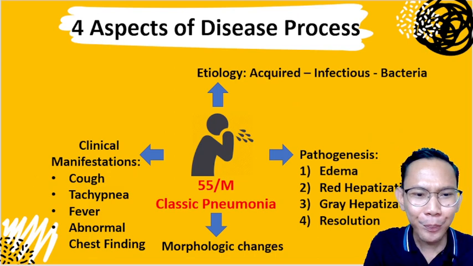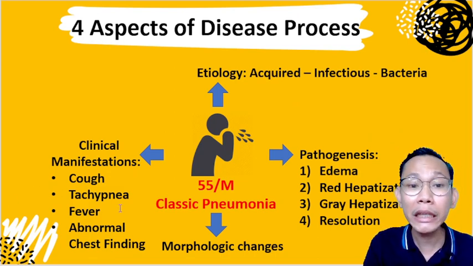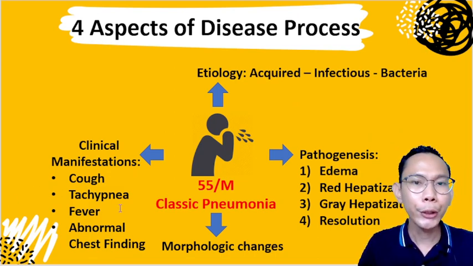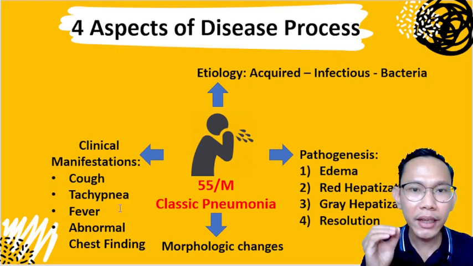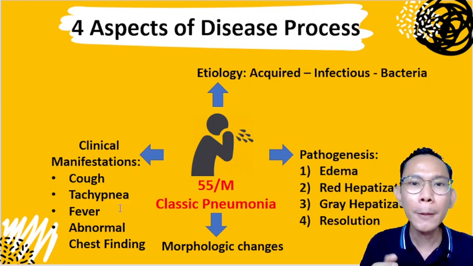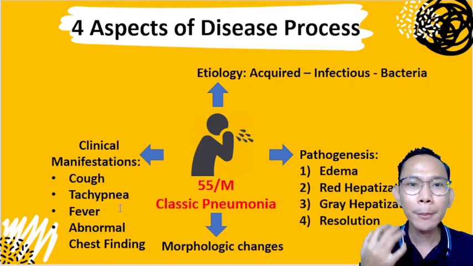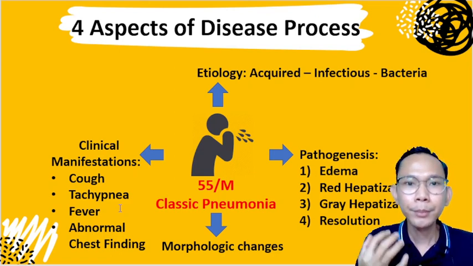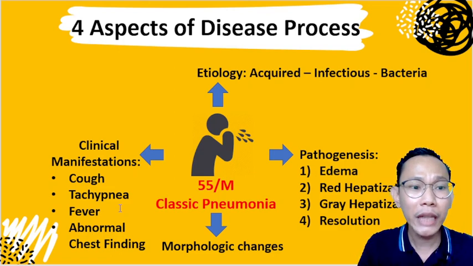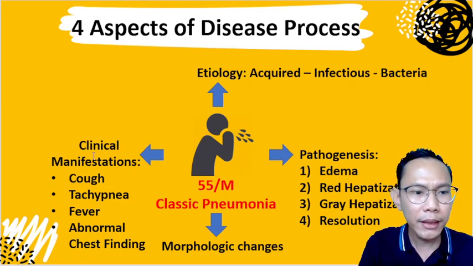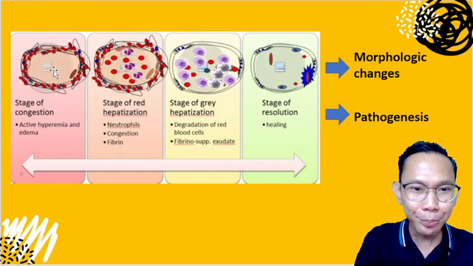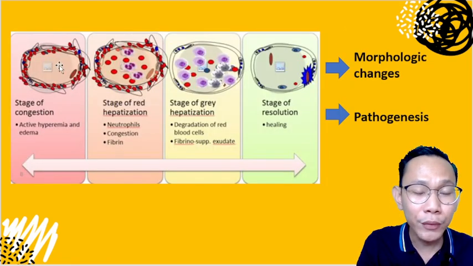Next, Doc. Bakit nagkakaroon ng tachypnea? Ano ba ang tachypnea? Your tachypnea is an increase in the respiration or lalong bumibilis ang paghinga ng pasyente. Mas mabilis. Diba? Pag nagkakaroon tayo ng pneumonia, lalong bumibilis ang paghinga ng pasyente. Bakit kaya bumibilis ang paghinga ng pasyente? Tingnan natin. Remember, this is your alveolus.